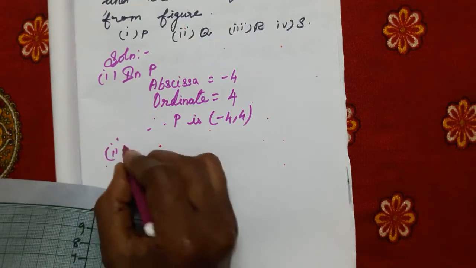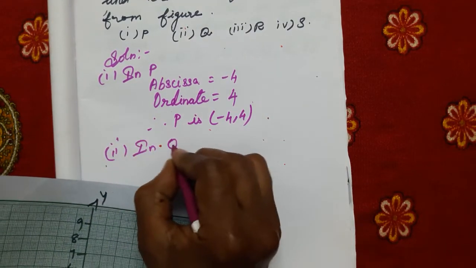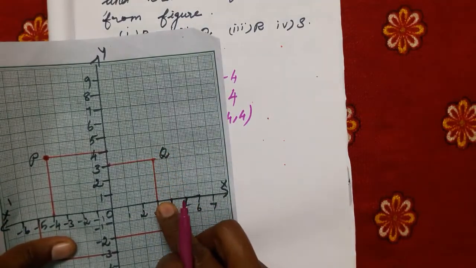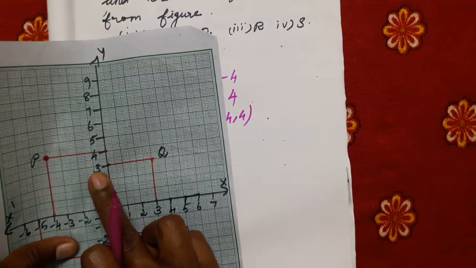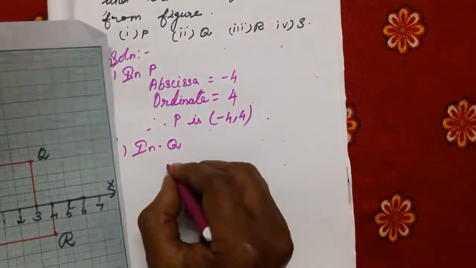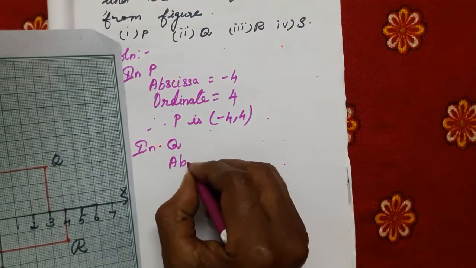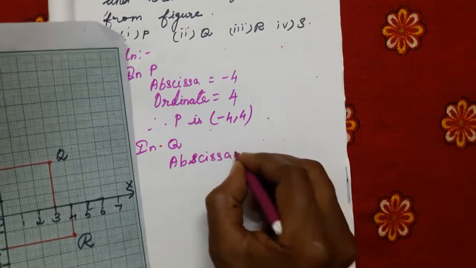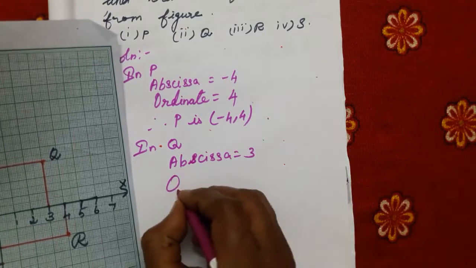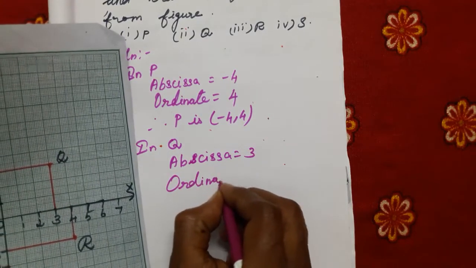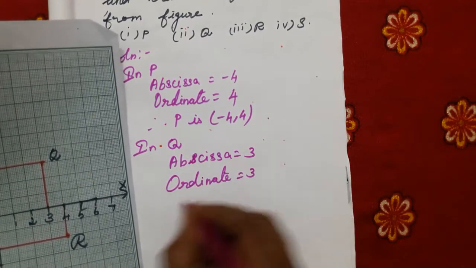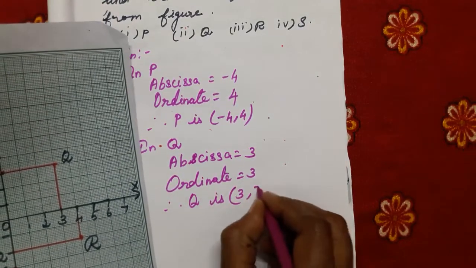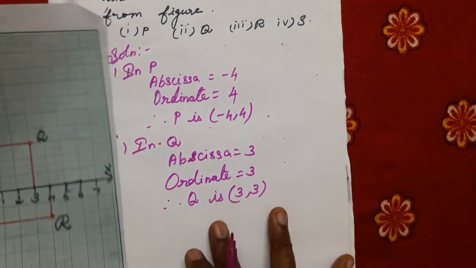Next is the second one, Q. What is the abscissa? X coordinate is 3. Y coordinate is 3. So abscissa is 3, ordinate is equal to 3. Therefore, Q is which one? 3, 3. Q is 3, 3.